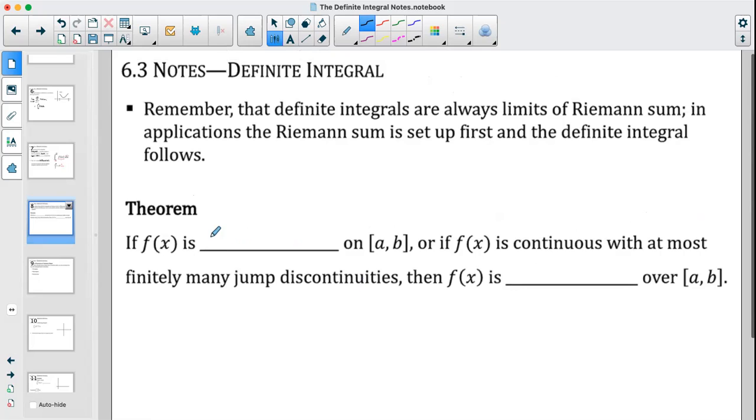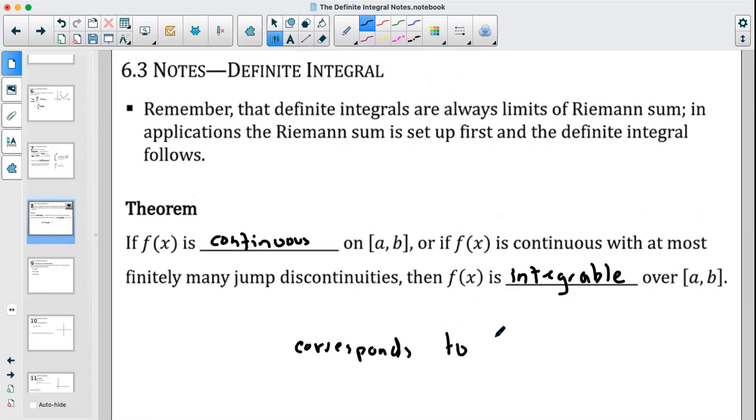If f of x is continuous, or continuous with only a certain number of jump discontinuities, then we say that f of x is, I've never known how to pronounce this word, integrable. You can take the integral of it, is what that means. This corresponds to the word differentiable for derivatives. Differentiable means you can take the derivative. Integrable means you can take the integral. Any continuous function, you can take the integral of. It doesn't have to be differentiable.